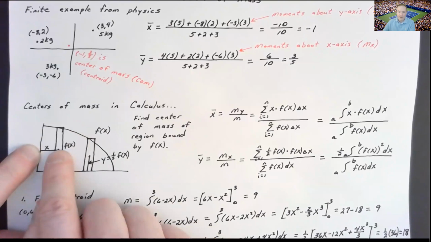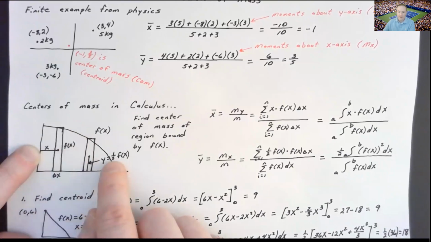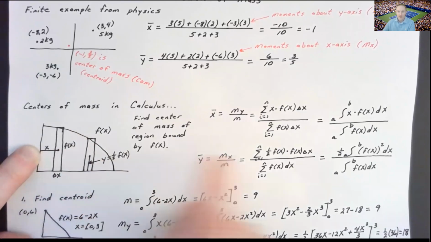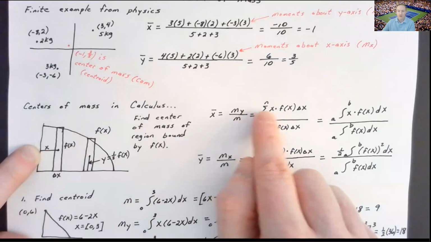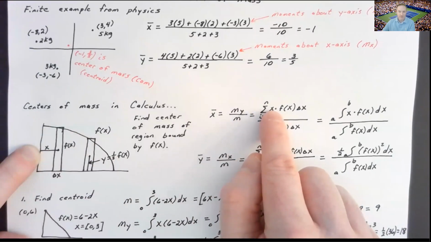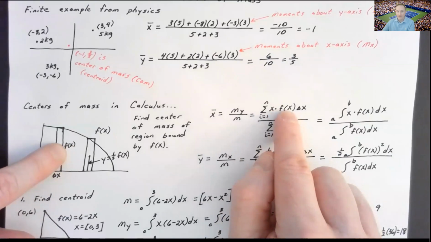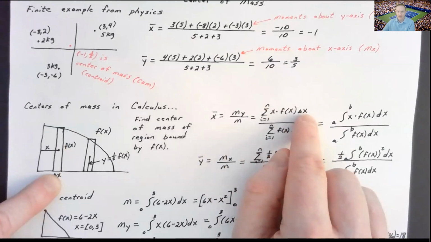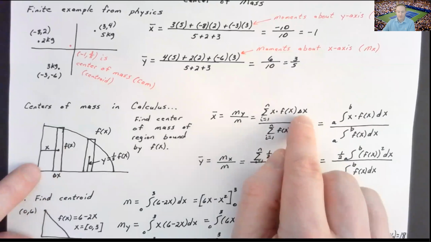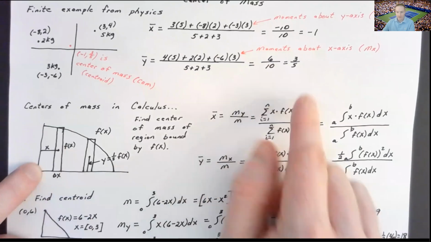Please keep in mind, the higher the function is, the more that x component will weigh than other x components where the function is really small. So the moment about the y-axis is the summation of the distance you are from the y-axis, which is x, times how much material or weight is at that point, given by f of x delta x. This is in series notation, and you would sum up all of these rectangles from where they begin to where they end, and for a perfect representation, you'd have to do infinitely many of them.